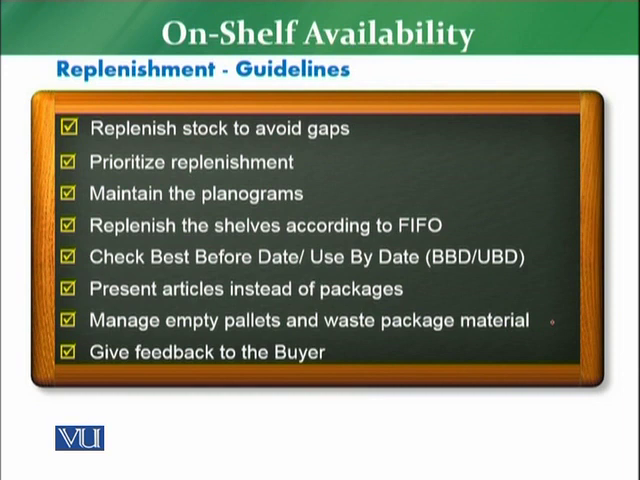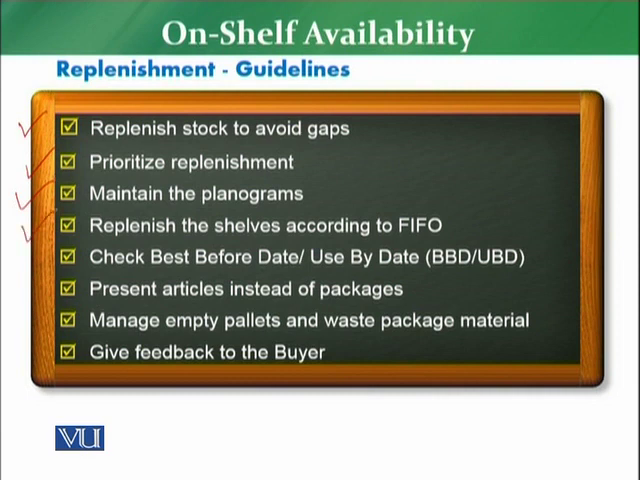Let me take you through quickly. First replenishment guideline is that you need to replenish stock to avoid gaps. So in order to minimize and eliminate the gaps, you have to replenish the stock. Then you have to prioritize replenishment. The prioritized assortment I have already shared: it is ABC, promotional, core articles and seasonal articles. So you have to prioritize while making the replenishment. Then you have to maintain the planogram. If the planograms are religiously implemented, ultimately your replenishment will be done properly.